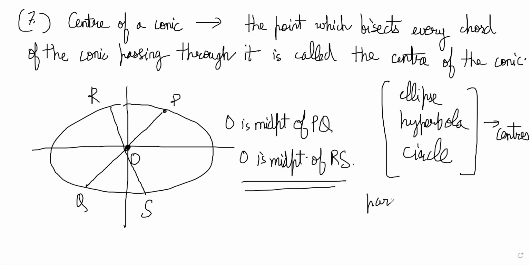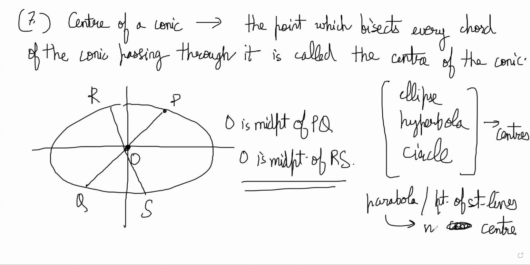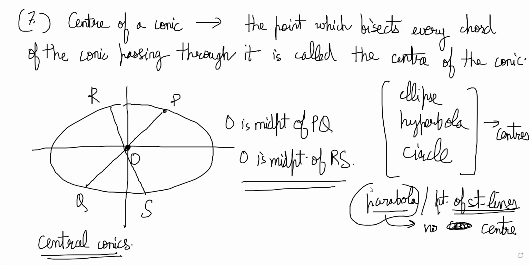However, curves like parabola and obviously pair of straight lines won't have any centers. There is no center for a parabola and pair of straight lines, because you cannot find a particular point in a parabola where every chord passing through it is being bisected there. So conics which have a center are known as central conics. So which conics are central conics? Ellipse, hyperbola, and circle. And parabola is a non-central conic. It doesn't have a center, right?